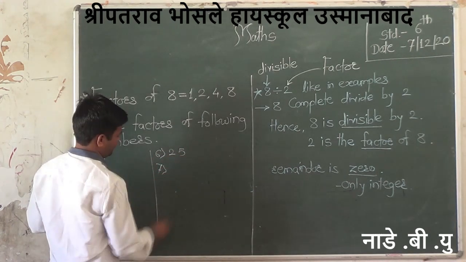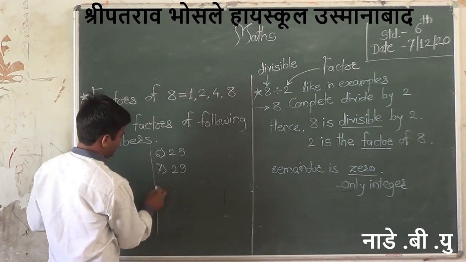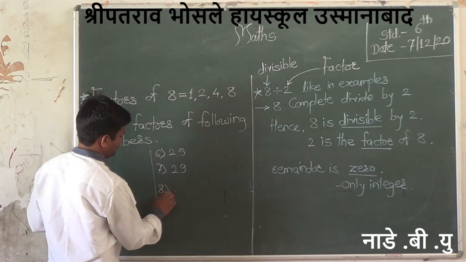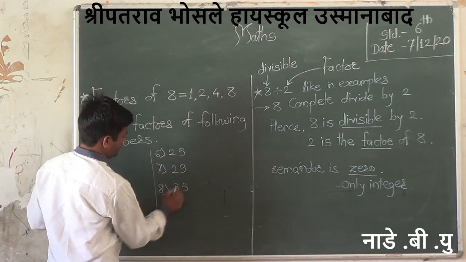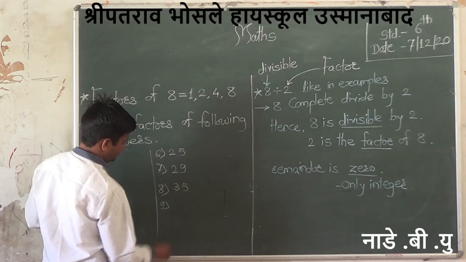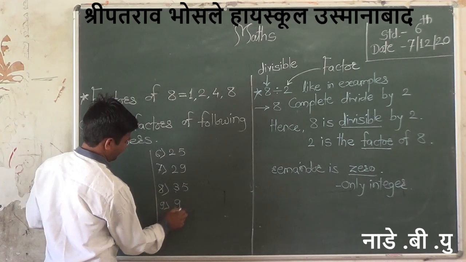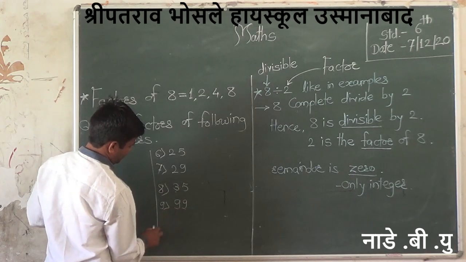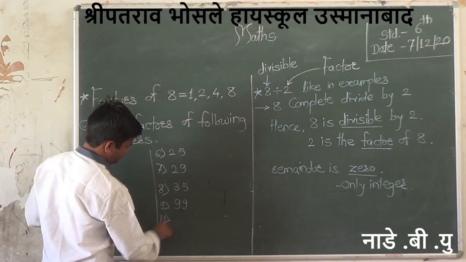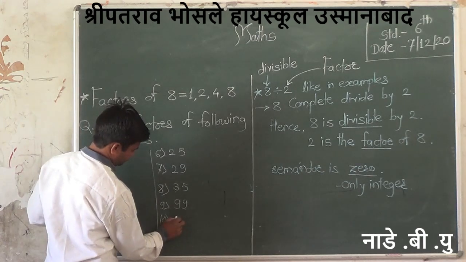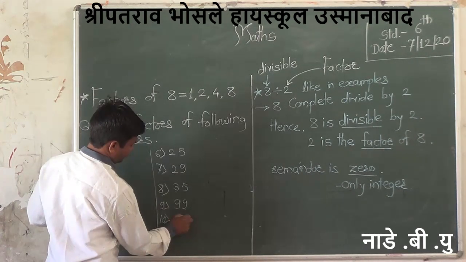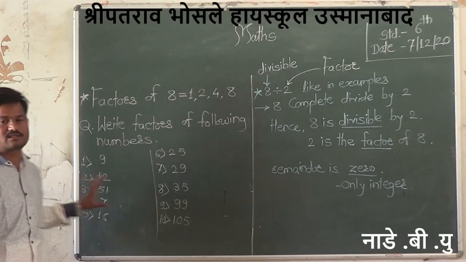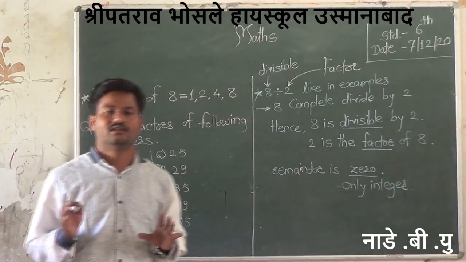Seventh number is 29. Eighth number is 35. Ninth number is 99. Tenth number is 105. Write the factors of all numbers. You can write the factors.